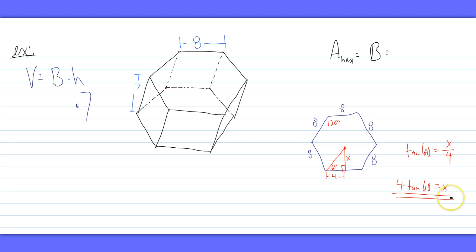That's going to be an important number. And I'll keep it exact for a little while. Now that I know that length, I can find the area of this little yellow triangle. The area of a triangle is always 1/2 times the base times the height. So 1/2 times the base of 4 times the height, which is 4 tangent of 60. Multiply those together, and that comes out to 8 times the tangent of 60. That's the area of that one little yellow triangle.